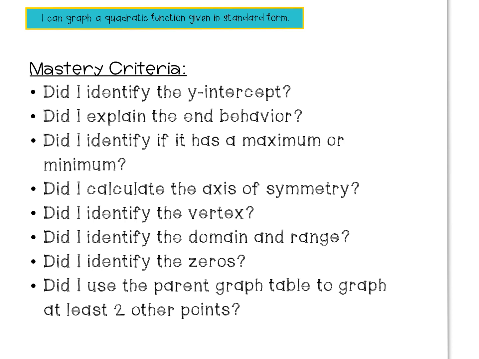All right, so in order to be able to graph quadratic functions that are in standard form, these are the things that you're going to need to be able to do. So, did I identify the y-intercept? Did I explain the end behavior? Did I identify if it has a maximum or minimum? Did I calculate the axis of symmetry? Did I identify the vertex? Did I identify the domain and range? Did I identify the zeros? And did I use the parent graph table, which is what we talked about earlier, to graph at least 2 other points and then reflect them?